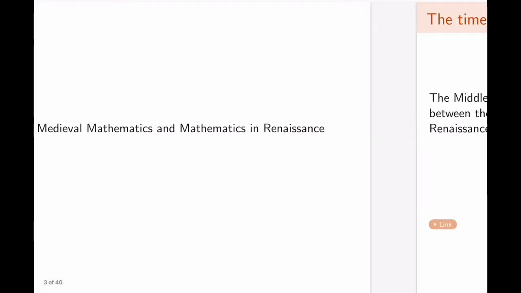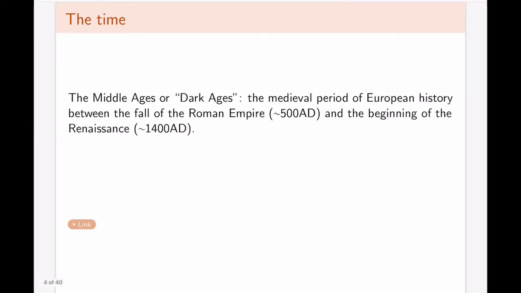Medieval mathematics and mathematics of the Renaissance. Two time periods that follow each other back to back, but so very different, with such different human achievements and such different developments in culture, religion, and science of mathematics. First of all, let's define the timeline.